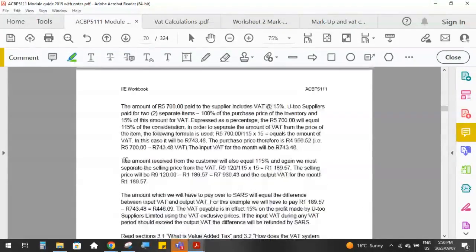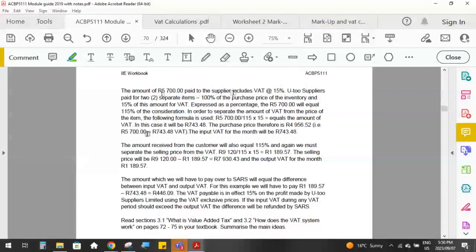So the amount of 5,700, including VAT, is what we had to pay to our supplier. So we have to pay the full amount of the invoice. In other words, the amount including VAT is the rand value that we've got to transfer to our supplier's bank account. Okay, and that includes the VAT. As I explained just now, what we have paid is two separate items. We've paid 100% of the purchase price for the inventory, which goes to our supplier. That's the money that belongs to the supplier. We've also paid our supplier 15% of the purchase price, and that is the VAT that our supplier is going to pay over to SARS.